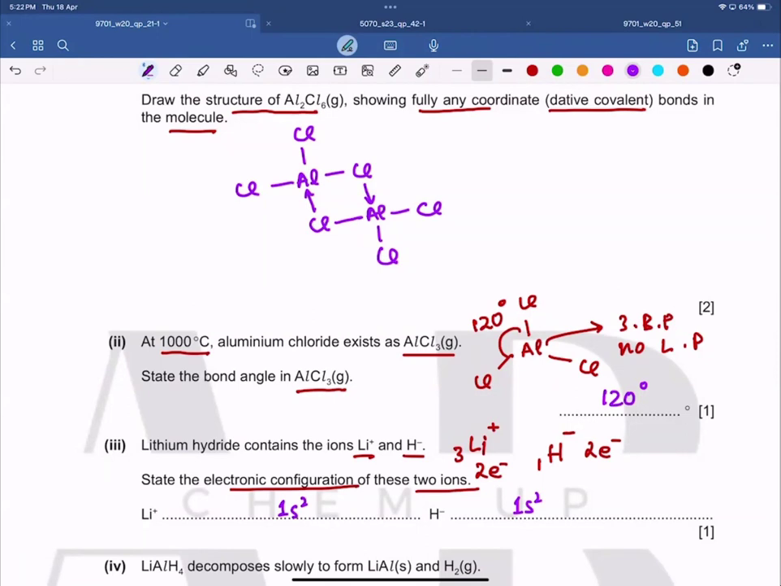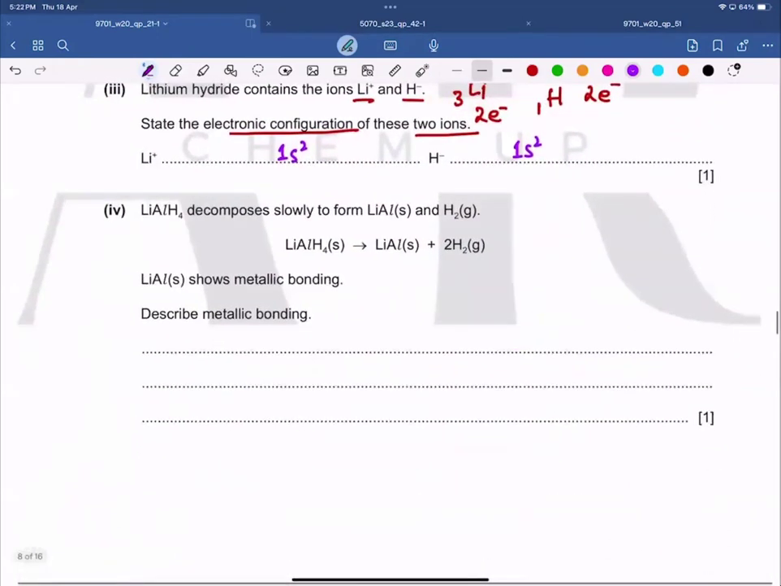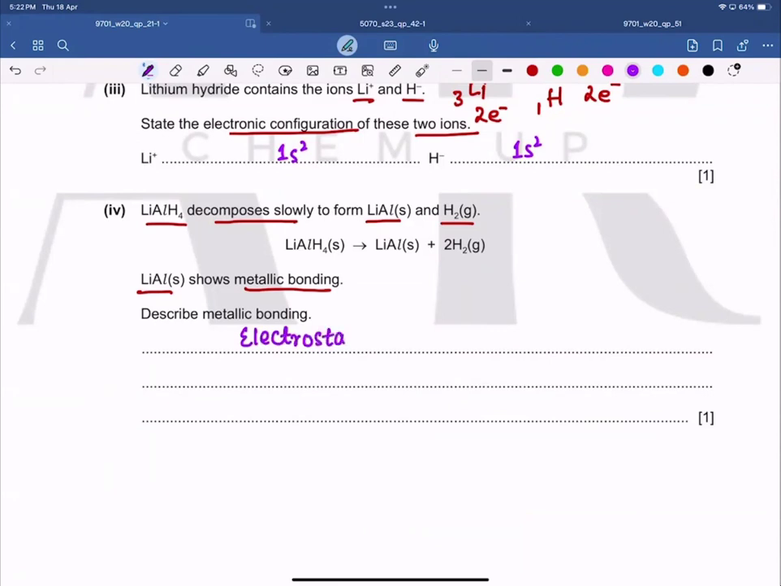Okay. Now, lithium aluminium hydride, LiAlH4, decomposes slowly to form LiAl solid and hydrogen gas. Okay. LiAl shows metallic bonding. Describe metallic bonding. Yes, who can recall the definition? Sure. The electrostatic force of attraction between positive ions and a sea of delocalized electrons.